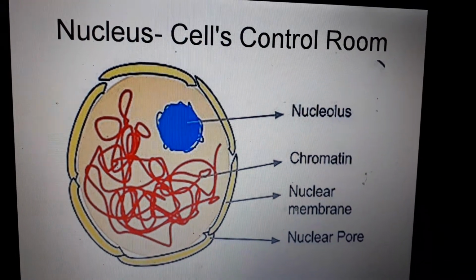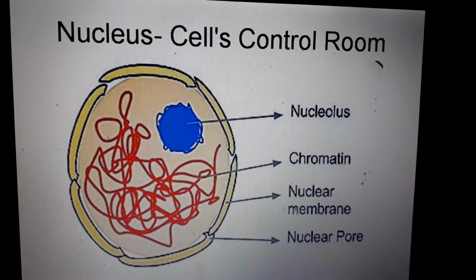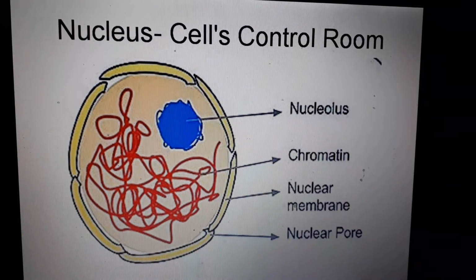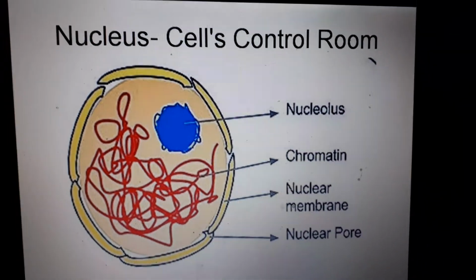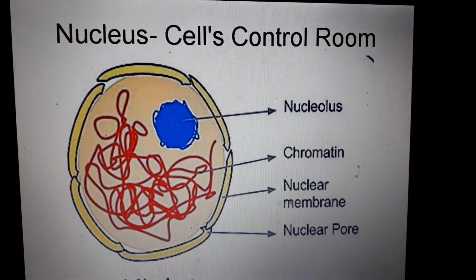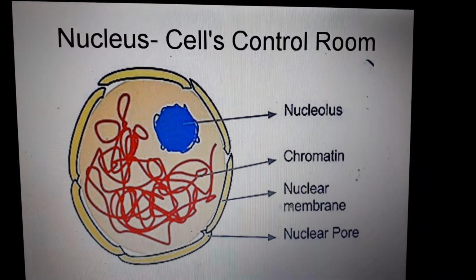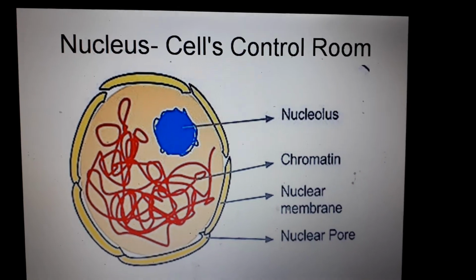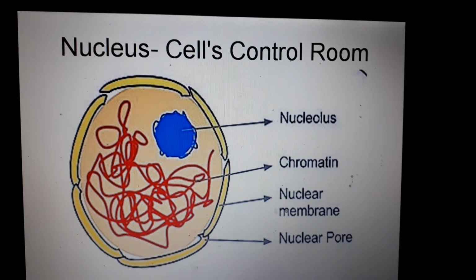Hello students, in the last class we were discussing cell structure and its functions, and we also discussed the nucleus. What is the nucleus? What are its functions? And who named the nucleus? We have all discussed this in the previous class. So let's revise once again.